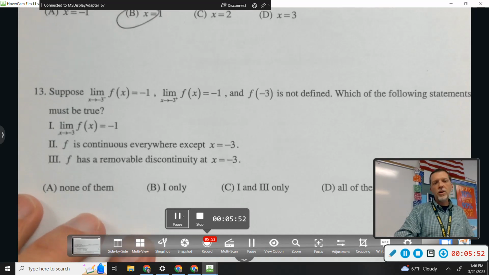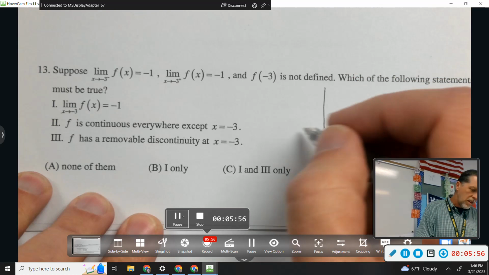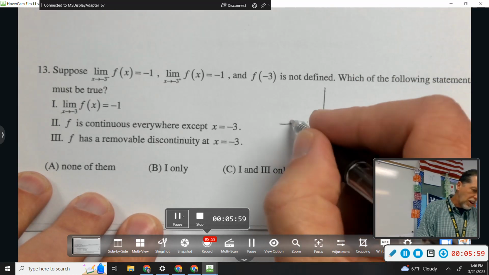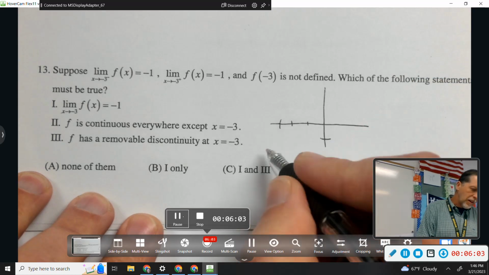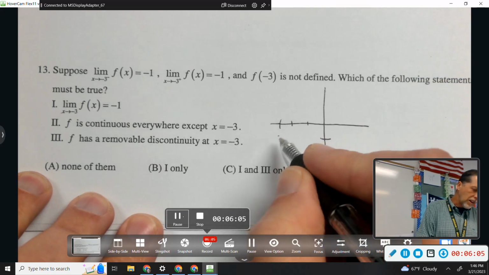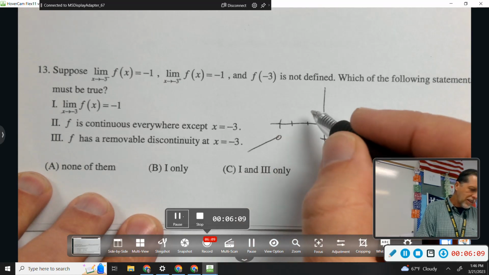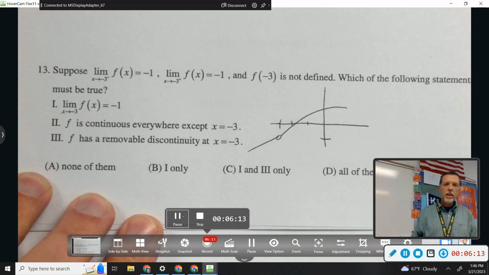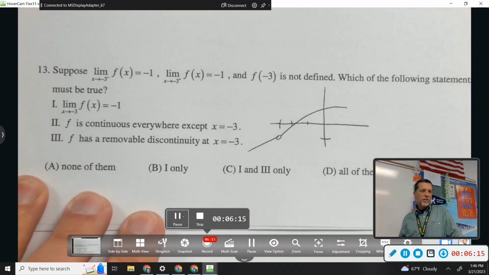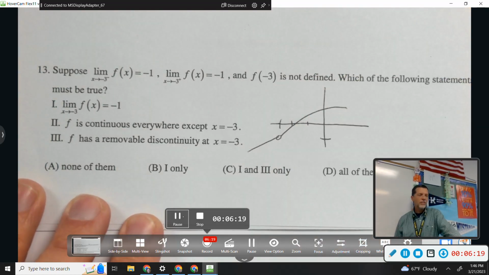I think I would draw a picture of that rather than just leave it at that. So at negative 3, coming from the left, we reach negative 1. Coming from the right, we reach negative 1. And who knows what this looks like. But f of negative 3 is not defined, so there's no point anywhere for f of negative 3.